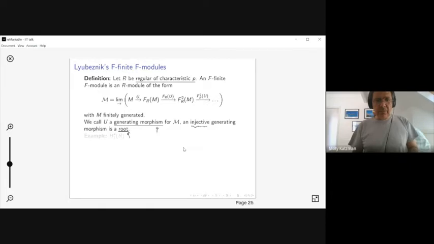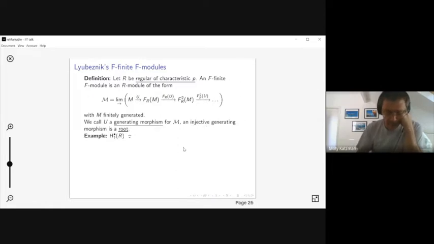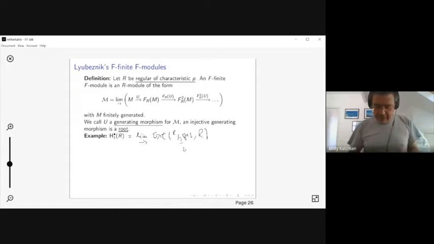So what's the connection between this definition and the example I just showed you? The example I just showed you says the following: this local cohomology module is a direct limit of Ext of R mod I to the p to the e into R. And now I claim that this direct limit looks like that.